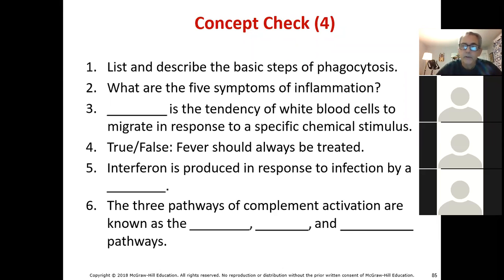So the basic steps of phagocytosis, anybody remember that? Recognition. Correct. And then they engulf them. Yes. The first thing you have is the formation of the phagosome, which brings the bacteria or virus into the phagocytic cell. Yes. And then the killing and destruction of the bacteria. Correct. You have that other vesicle called a lysosome that has destructive chemicals, and it will fuse with the phagosome and then break down the bacteria or the virus.